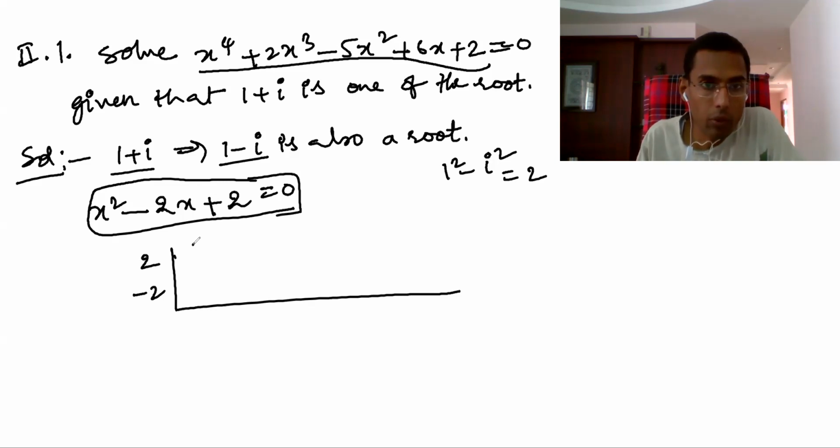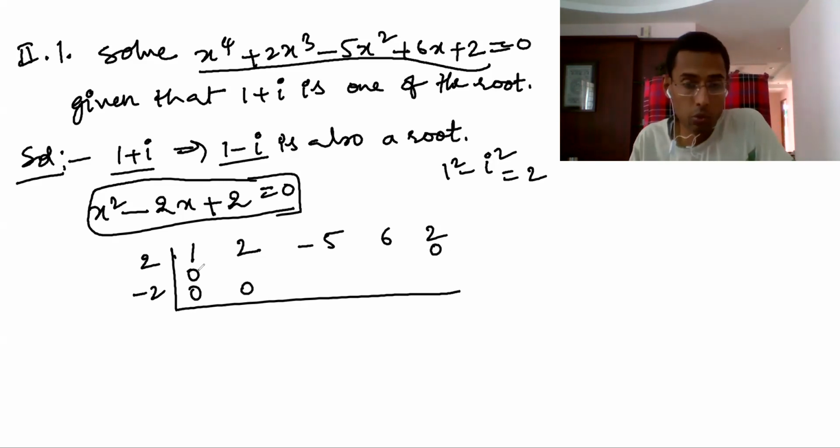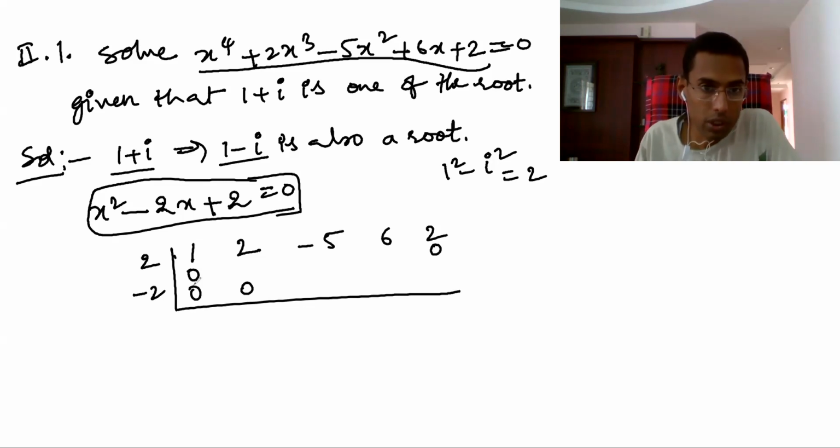So what are you going to get? You should write the coefficients 1, 2, minus 5, 6, and 2. Here you have to put 0 and 0. We add, then 1 into 2, multiply. Here add 4, 4 to the 8 here. And before that, 1 into minus 2, minus 2. So that is total 1.